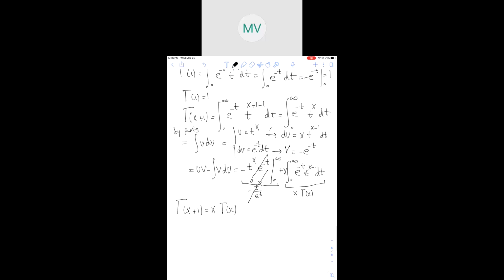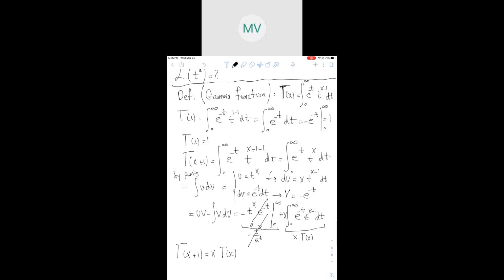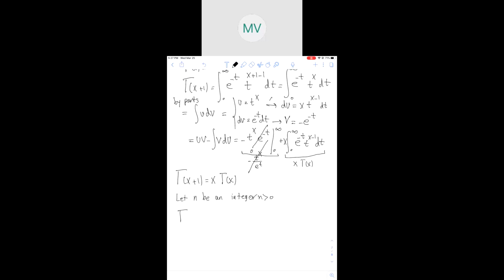All right. Now you can see the factorial showing up. Here's the reason. Let n be a positive integer. Positive, okay? Like 1, 2, 3, 4, and so on. Let's do the example and then we'll generalize. For example, let's do a small number, n equals 4, okay? So I'm going to find gamma of 4.